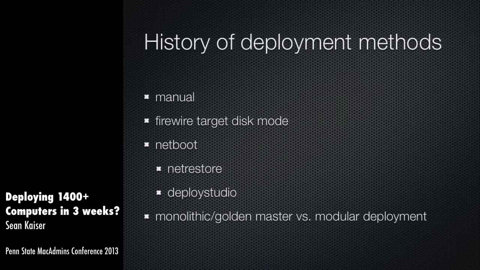Then we kind of started this change from the monolithic or golden master deployment model to modular deployment, meaning installing some management tool on the machine and then letting that tool take care of all the application stuff. And that's where we're at this point. Obviously, golden masters have their spot. In our situation, even though we have the same hardware now, we have enough different configurations that maintaining a whole bunch of different images is kind of unwieldy.